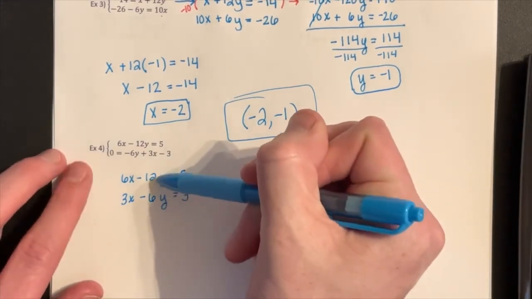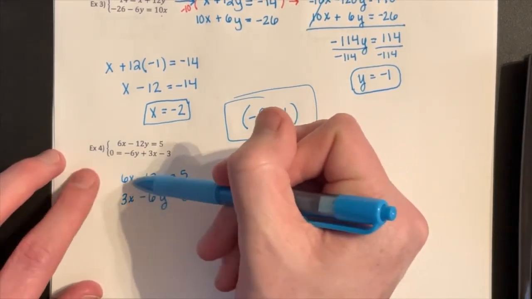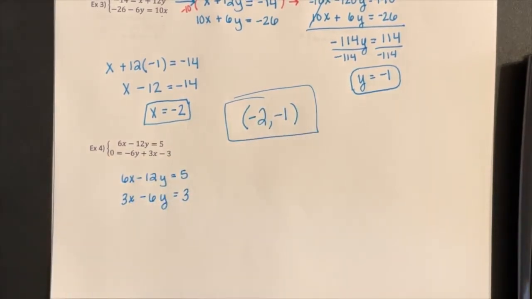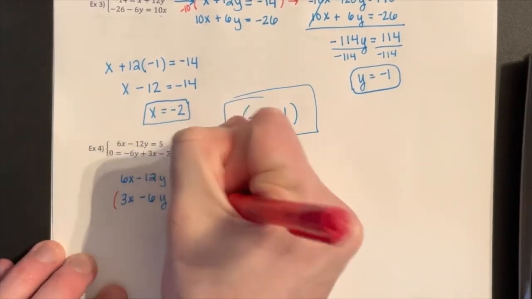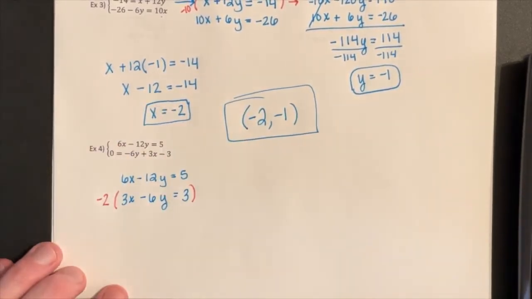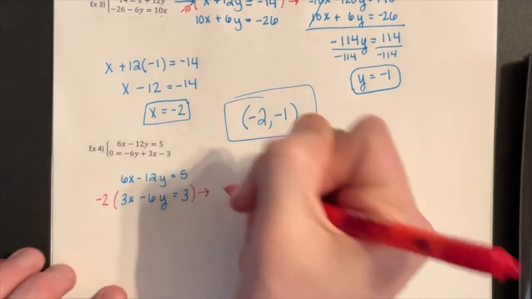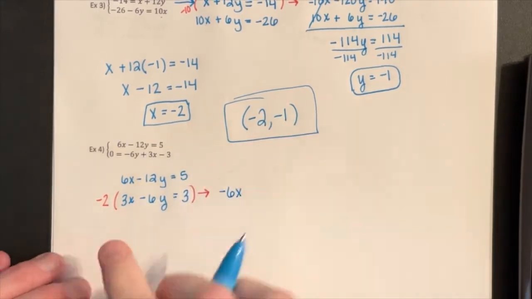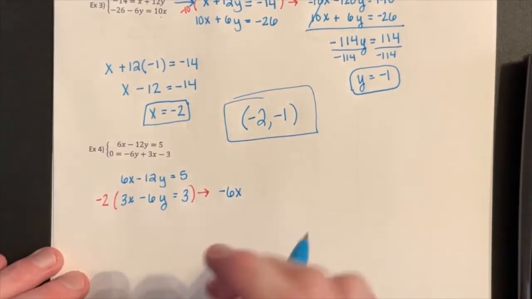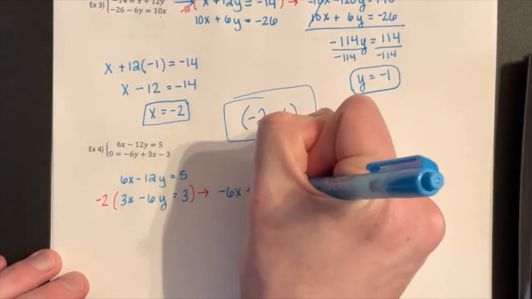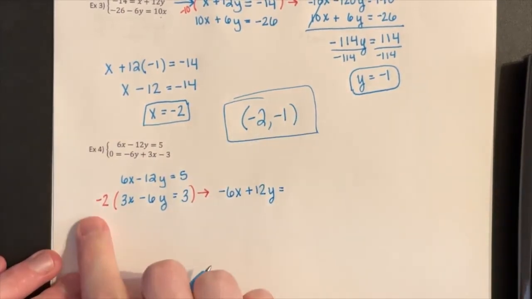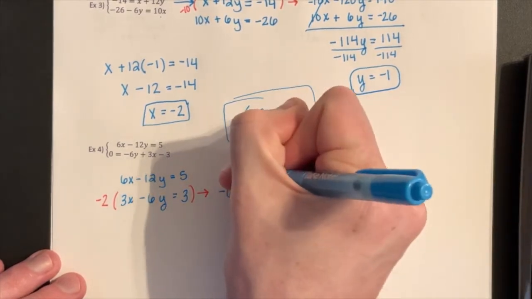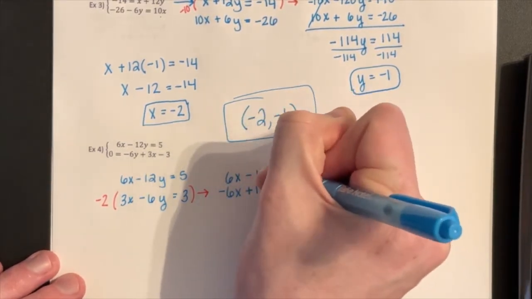If I want them to be opposite signs, I'm going to have to multiply by a negative somehow. So let's say I take the second equation, multiply by a negative 2. That would give me a negative 6x. But negative 2 times negative 6 is positive 12. And negative 2 times 3 is negative 6. The top equation, I didn't have to manipulate at all.